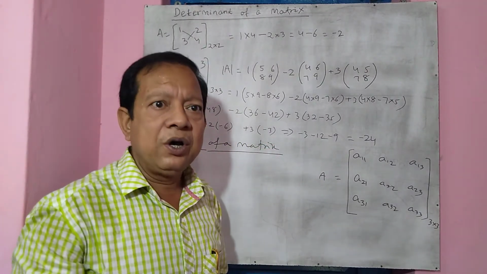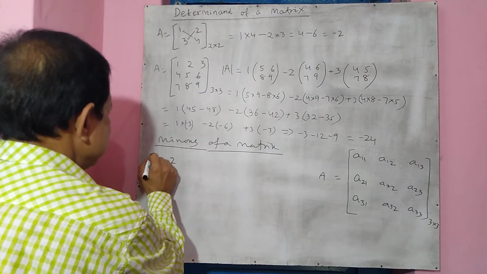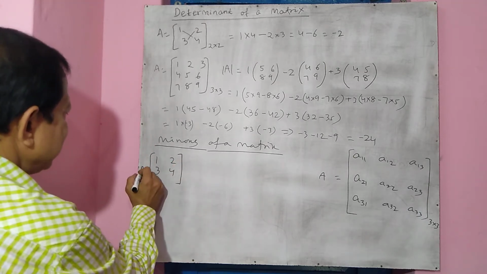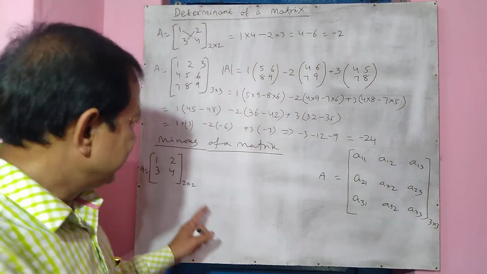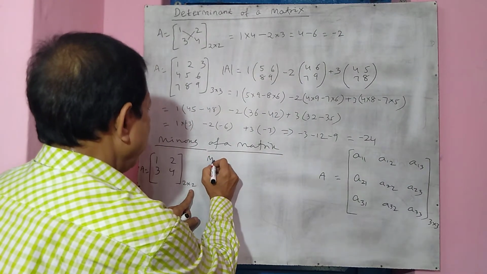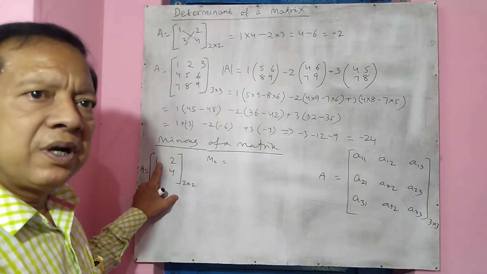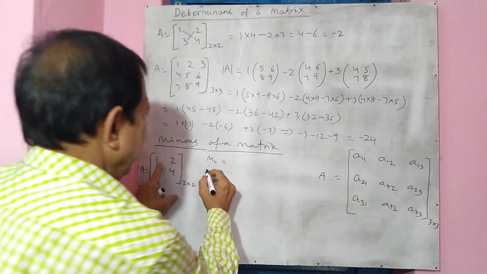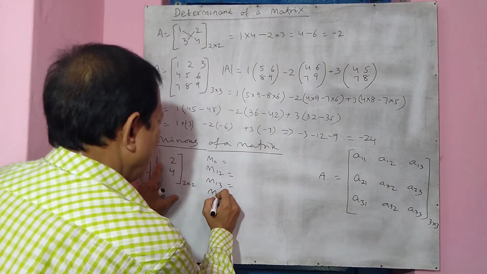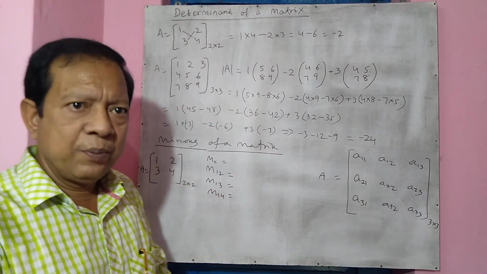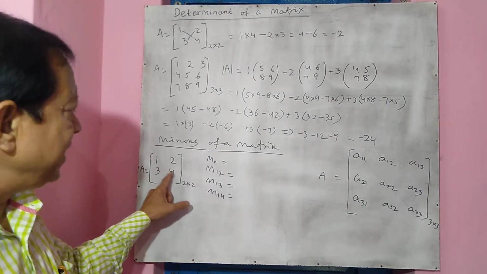We shall start with the second order matrix. Let's say 1, 2, 3, 4. This is a second order matrix, let's say matrix A is 1, 2, 3, 4. What are the minors? There we write minor of M11, the first row first column element, M12, M13, M14. What are the minors? Because we have only 4 elements here. This is a second order matrix, so we have to find out the minors of the 4 elements.